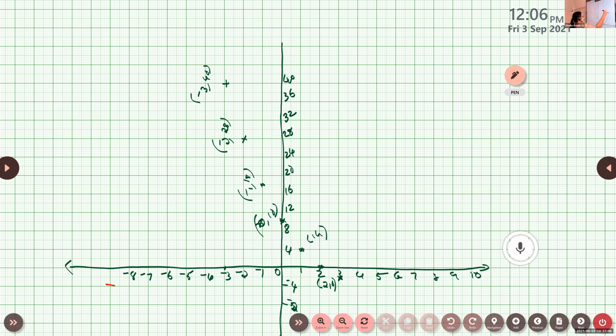Like a parabola, this way it will go. You can extend it. You will get a parabola because it is a quadratic equation. We know that for a quadratic equation, the shape of the graph is a parabola. Here on the graph, you write using pencil only. Parabola.